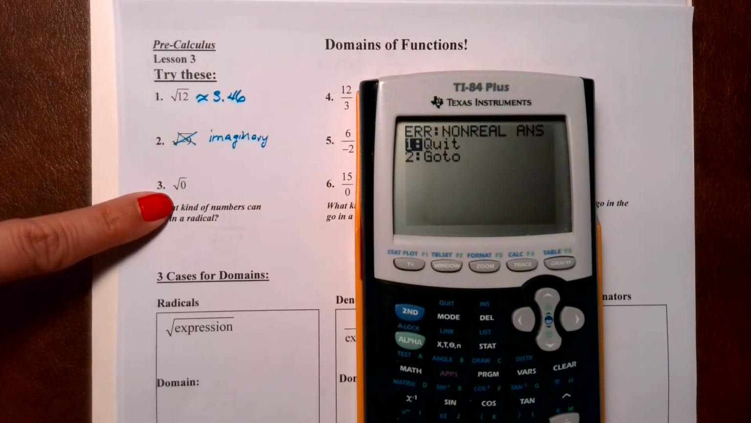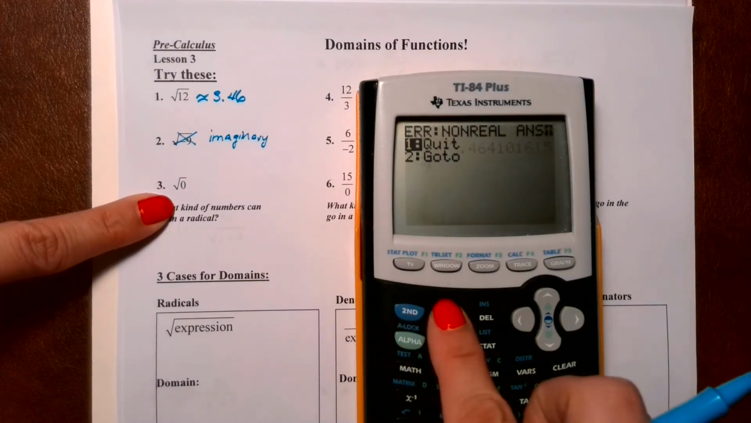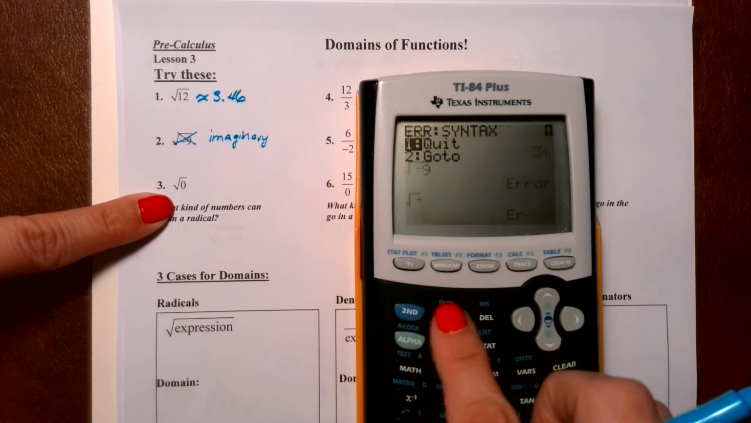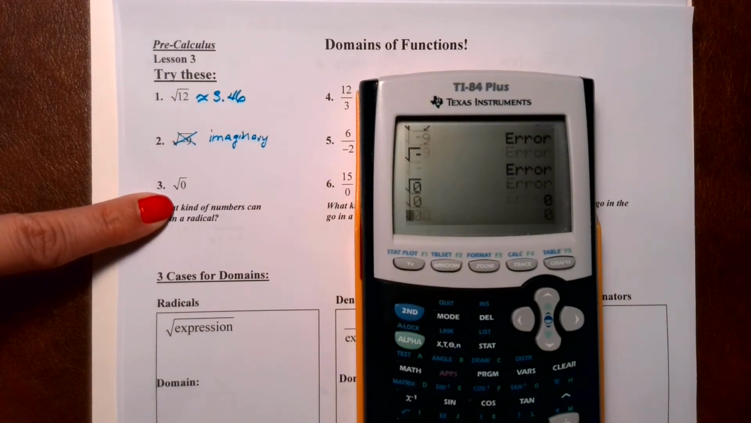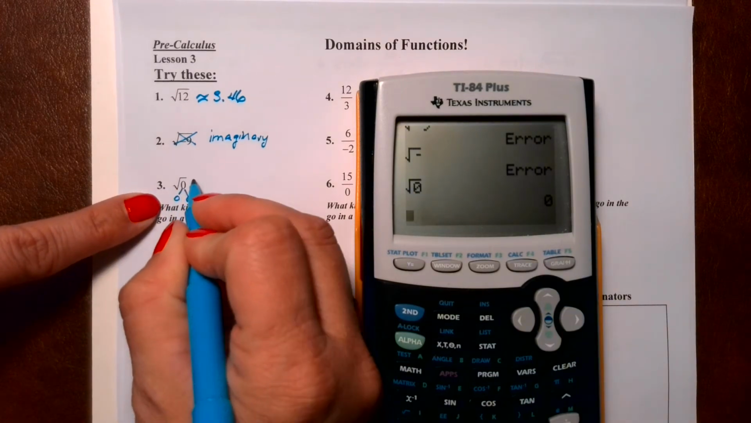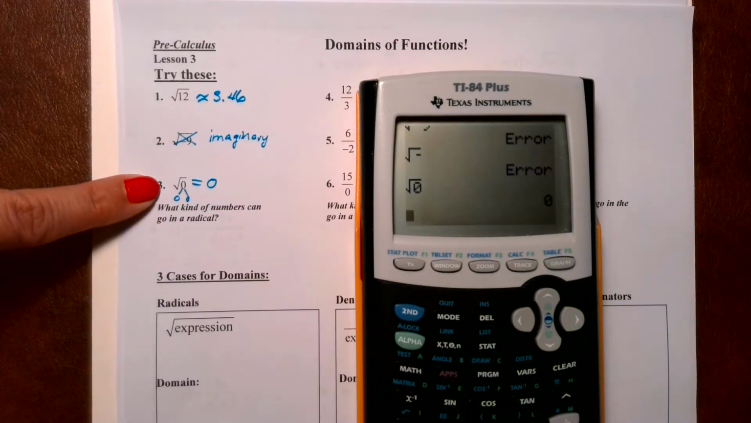How about the square root of 0? Do you think that can happen? All right, let's go see. If we do the square root of 0, oops, what did I type? The square root of 0 is 0, because 0 times 0 does make 0, and so you can take the square root of 0.